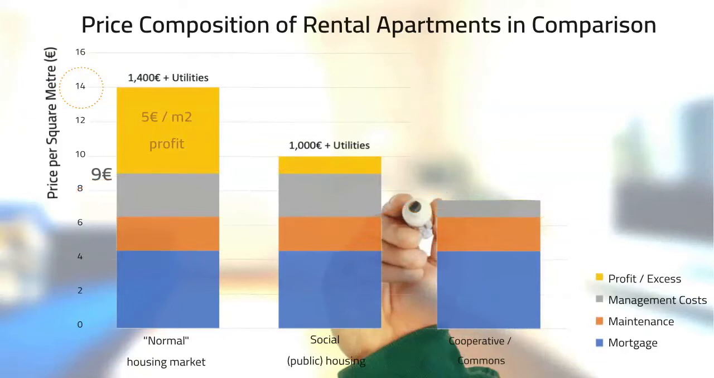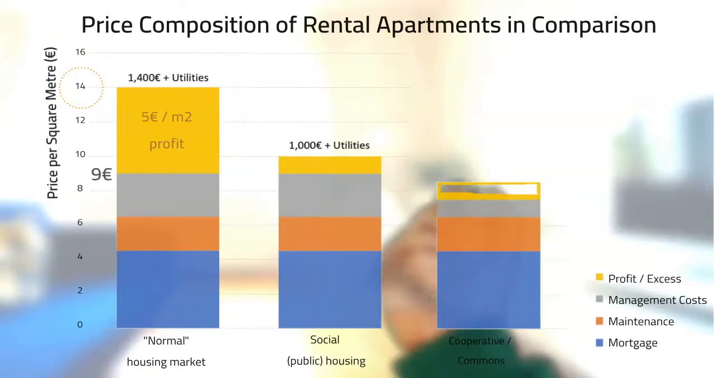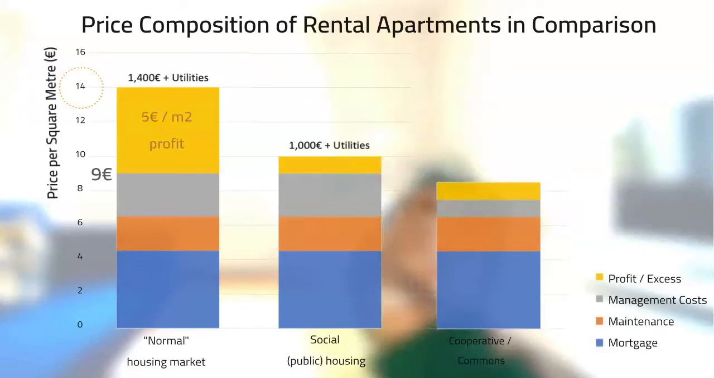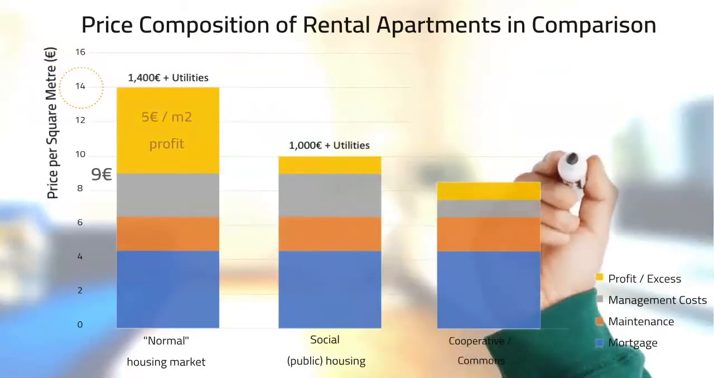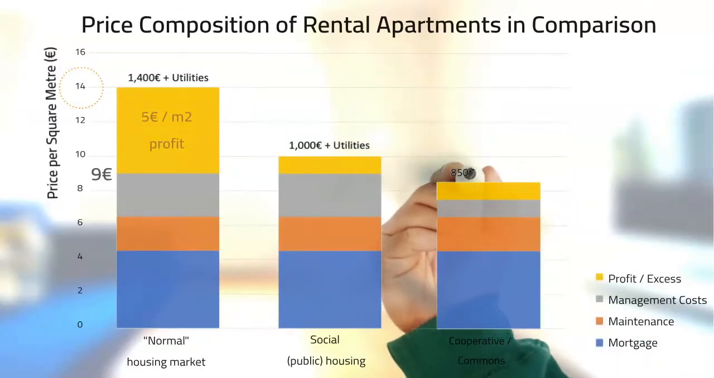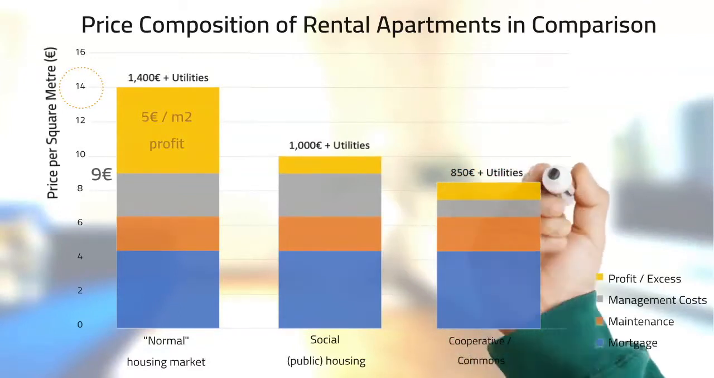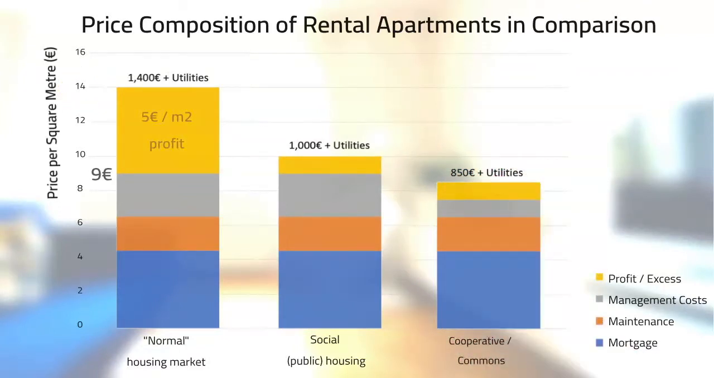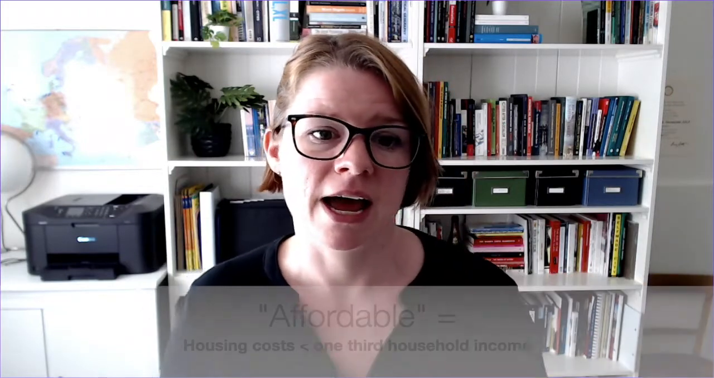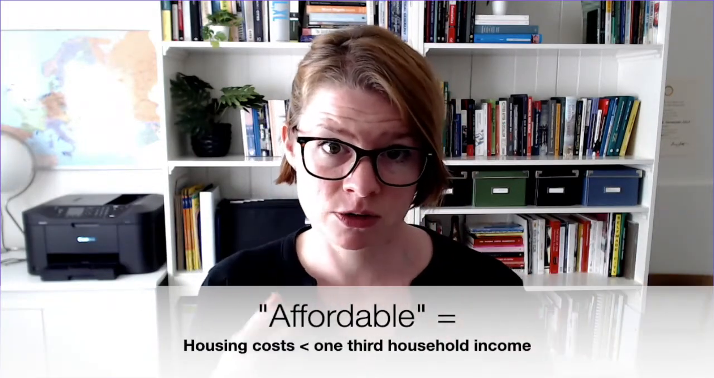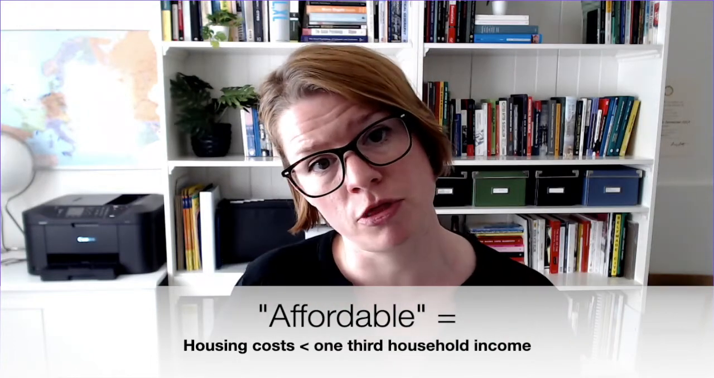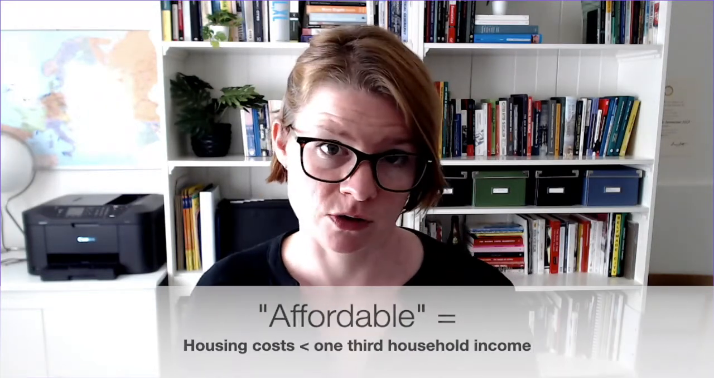Here, as with the public scenario, the residents have decided to put aside 1 euro per square meter for an emergency fund. In our third and final scenario, the same apartment that we've been talking about this whole time costs only 850 euros a month plus utilities, though the residents are expected to donate time to keep the building and the cooperative running. Now let's look at these three offers from the perspective of affordability. Affordable housing is defined as housing costs, so rent plus utilities, which do not exceed 1/3 of your available monthly household income.